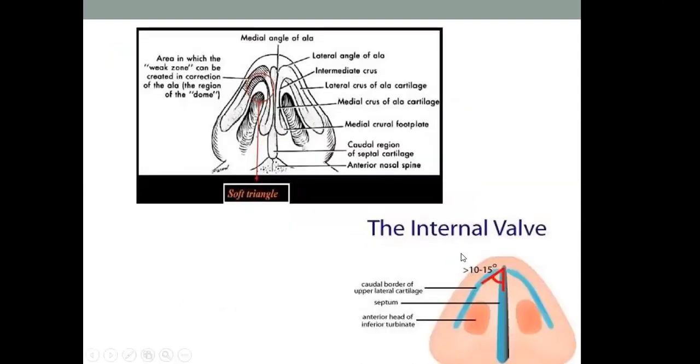And also we have an internal valve, which is important. You would recognize it. It's bounded by the caudal border of the upper lateral cartilage laterally, the septum medially, and the anterior head of the inferior turbinate. The angle should be more than 10 degrees.